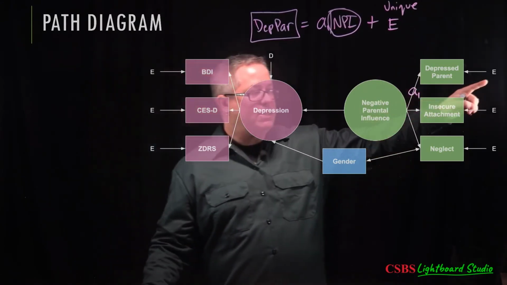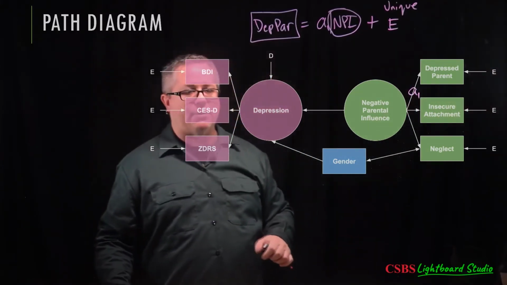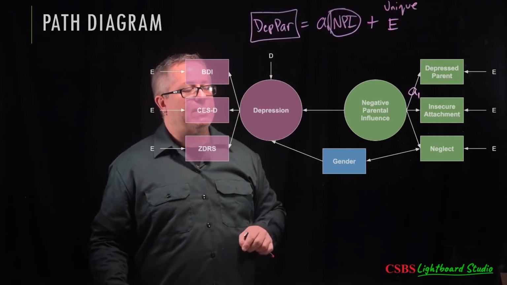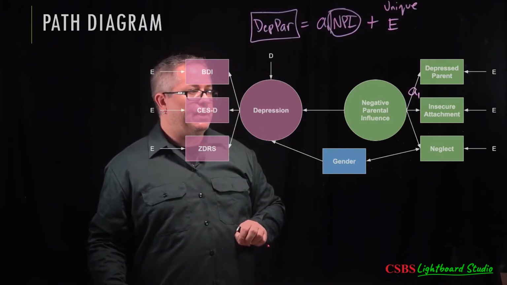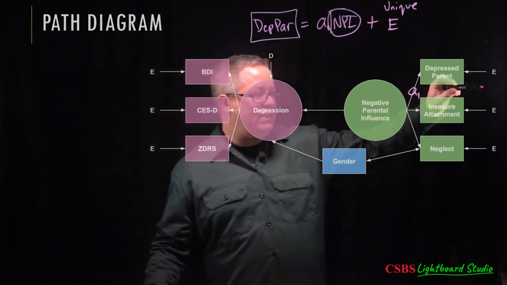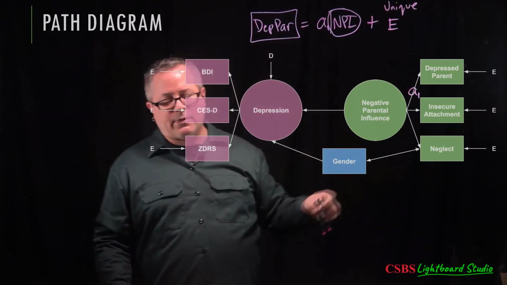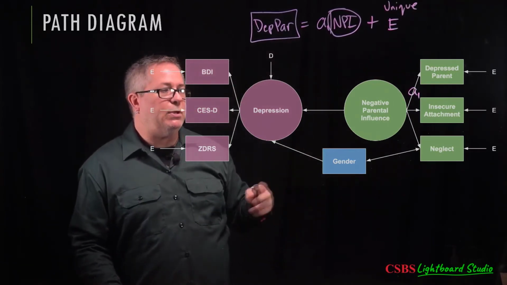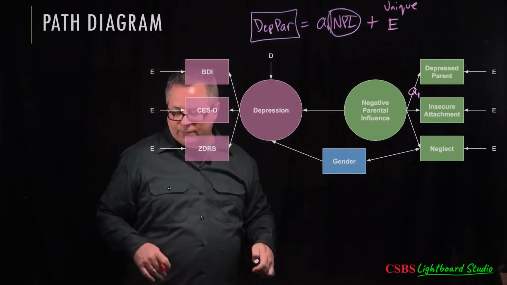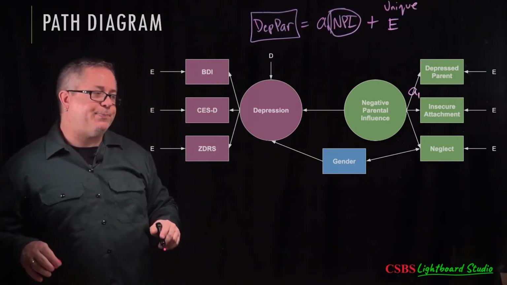Right? This is the specific and error variance wrapped in the one. It's everything that's unique about the depressed parent indicator. The difference is, all these E's are all part of the measurement component. They're all unique variances as part of the measurement portion of the model.